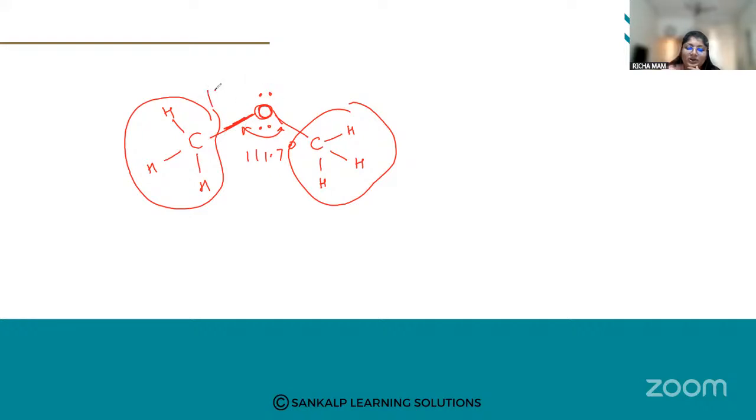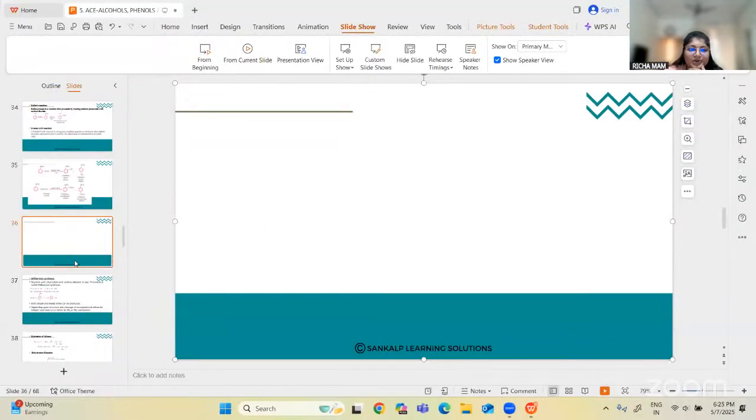And you can see the C-O bond length is 141 picometer. Due to the repulsion between these two bulkier groups, the bond angle is increased to 111.7 degrees. So this is the structure of the functional group of your ether. This you have to remember.